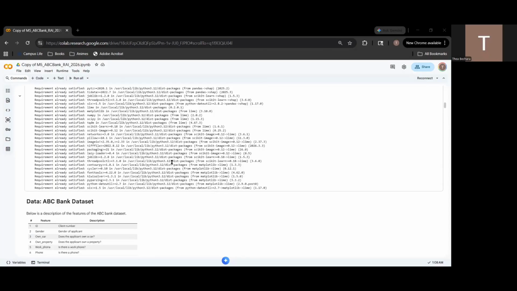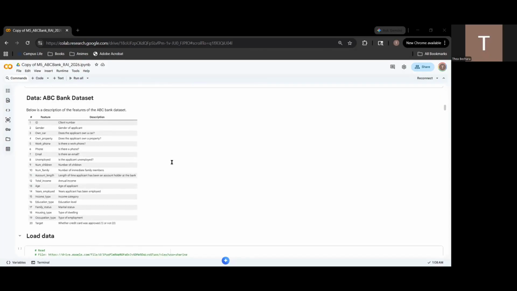These include demographic and financial features such as gender, employment status, income level, education level, housing status, number of children, and years employed, all important factors contributing to credit card approval decisions. The target variable indicates whether the application was approved or rejected.